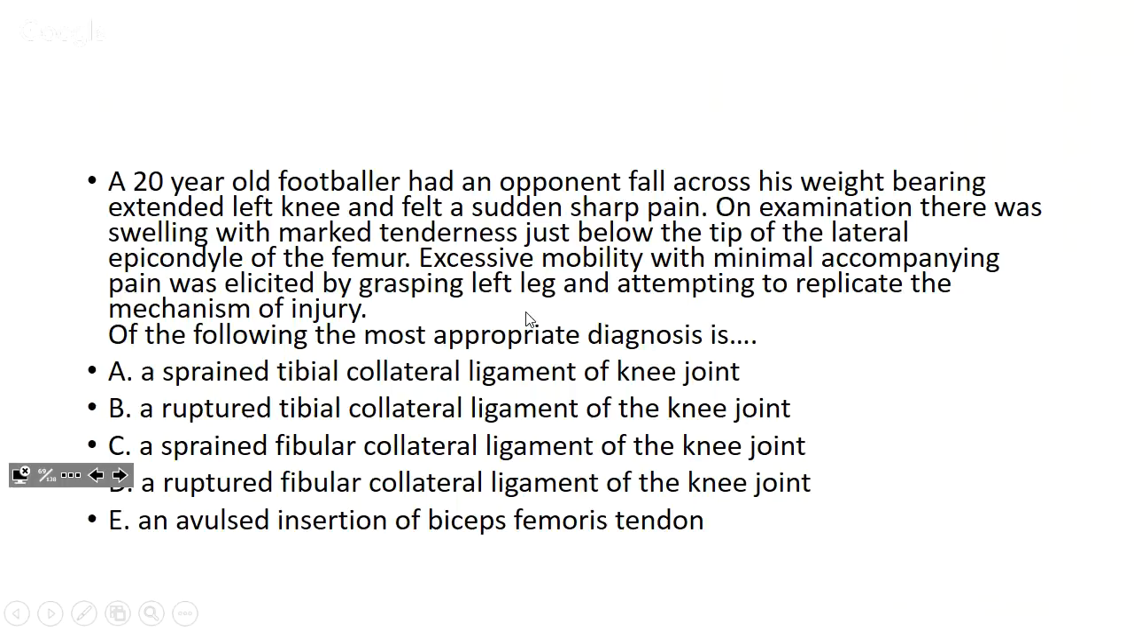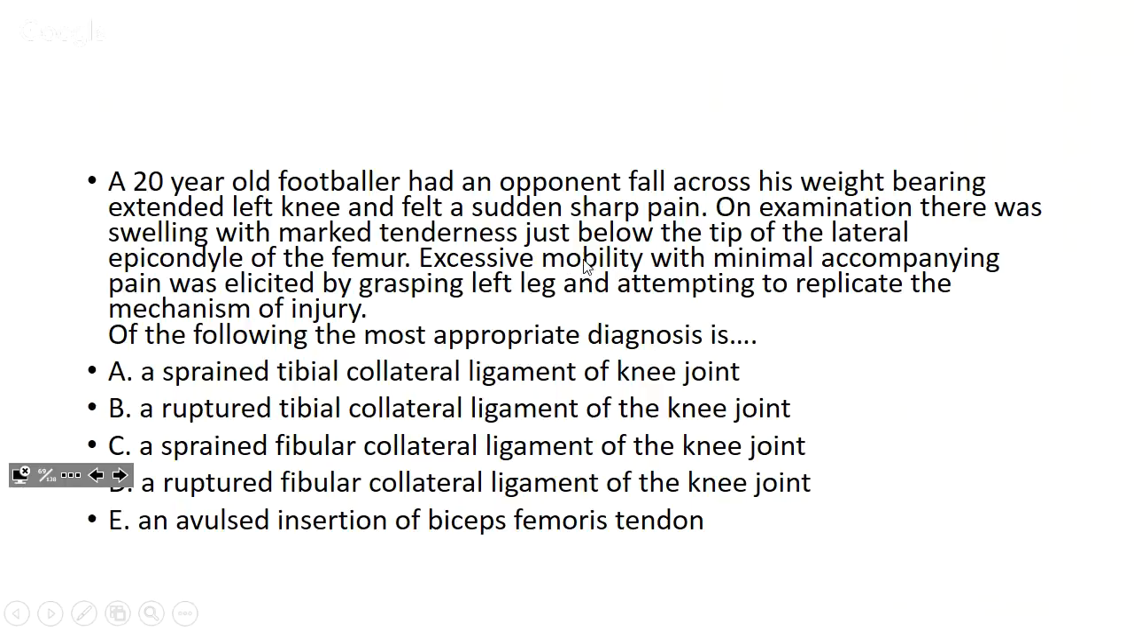A footballer has an opponent fall across his weight-bearing extended left knee and he feels a sharp pain. On examination, there was swelling with marked tenderness just below the tip of the lateral epicondyle of the femur. So there was excessive mobility. So firstly, what sort of ligament was damaged here? So lateral epicondyle is the fibular collateral ligament. That's right.